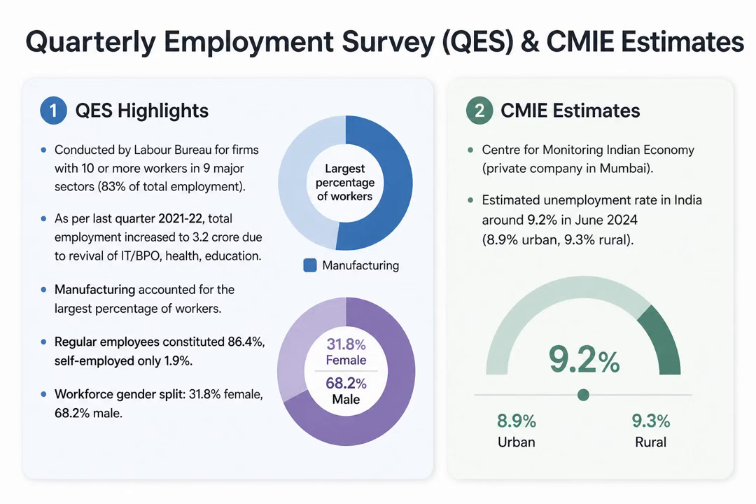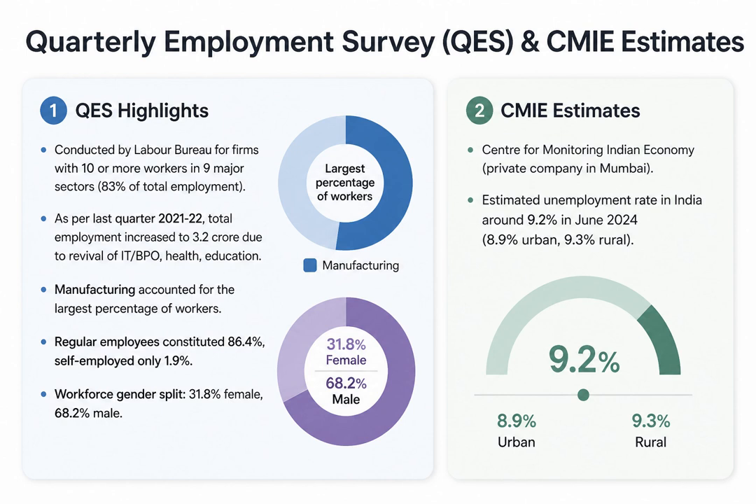Beyond the PLFS, we have the Quarterly Employment Survey, which focuses on firms with 10 or more workers across 9 major sectors. These sectors represent 83% of total formal employment. In the last quarter of 2022-23, employment in these sectors hit 3.2 crore, driven by rebounds in IT, health, and education. Manufacturing held the largest share of workers. Interestingly, 86.4% were regular employees, showing high formalization in this segment, while females made up 31.8% of this workforce.